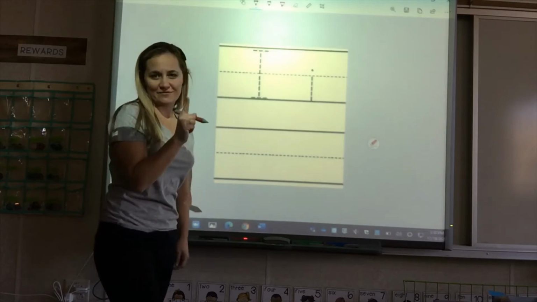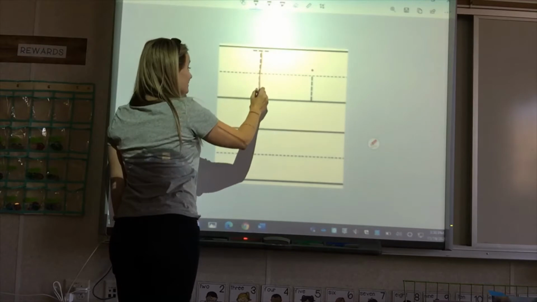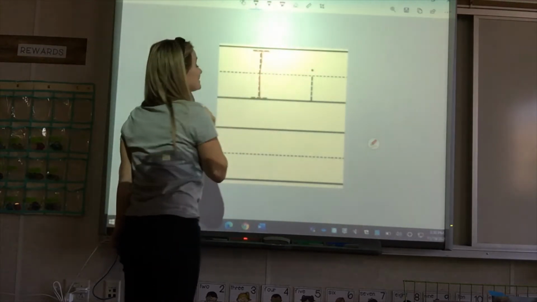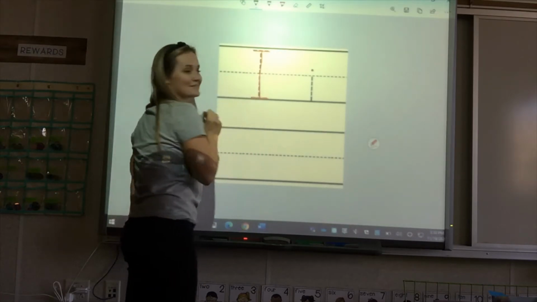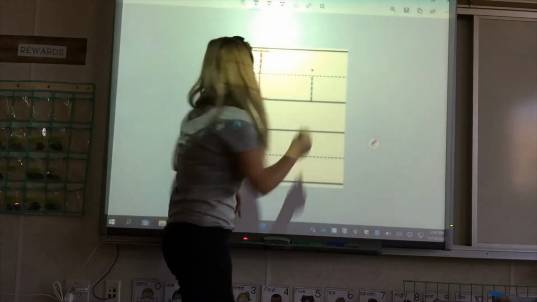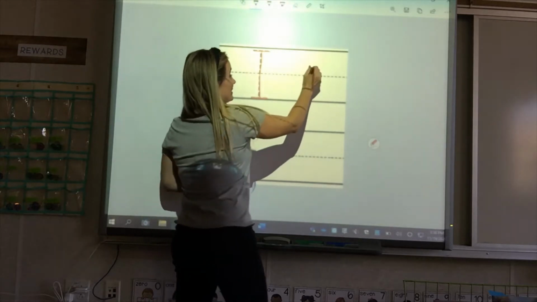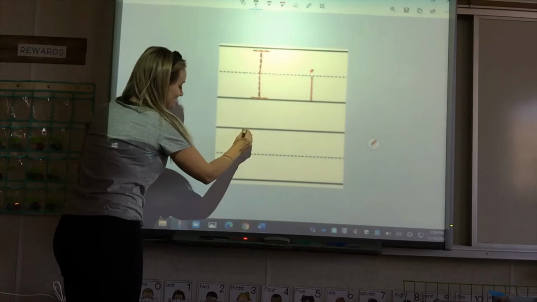Trace with me using your finger. Step 1, draw a straight line from top to bottom. Step 2, go back up to the top and go across. Step 3, go to the bottom and across. With the lowercase I, it's only 2 steps. At the dotted line, draw a straight line down and then a fun little dot. Here I go again.